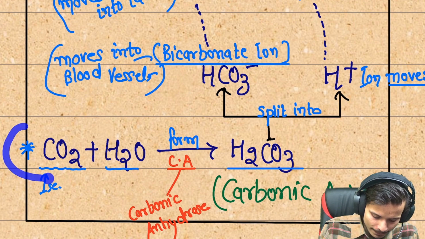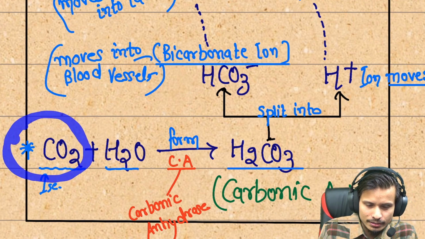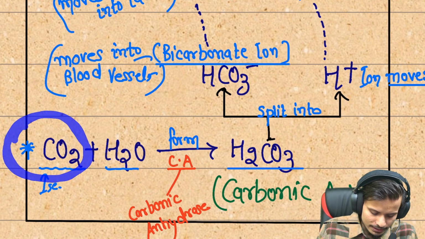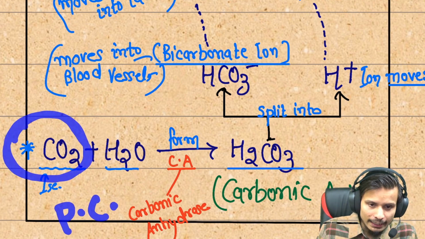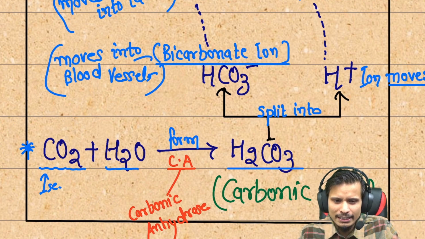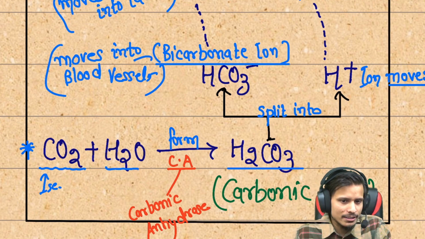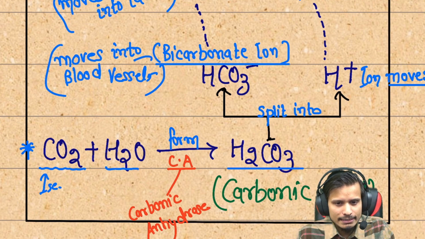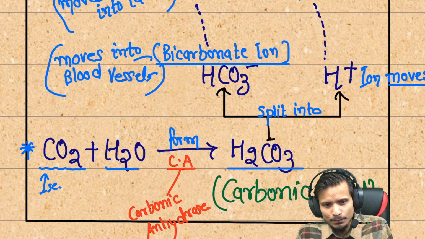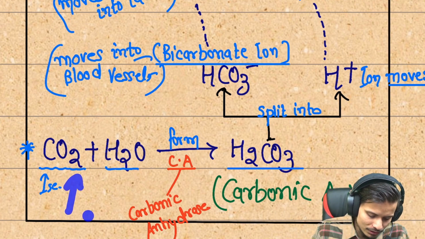Look here, this CO2 is present in our parietal cells. This is the parietal cell here. In this parietal cell, the CO2 is produced by different mechanisms. In each and every cell there is a requirement of energy, and after the ETC and all the cycles happen, they produce energy and CO2. From biochemistry, the CO2 is available in all the cells.